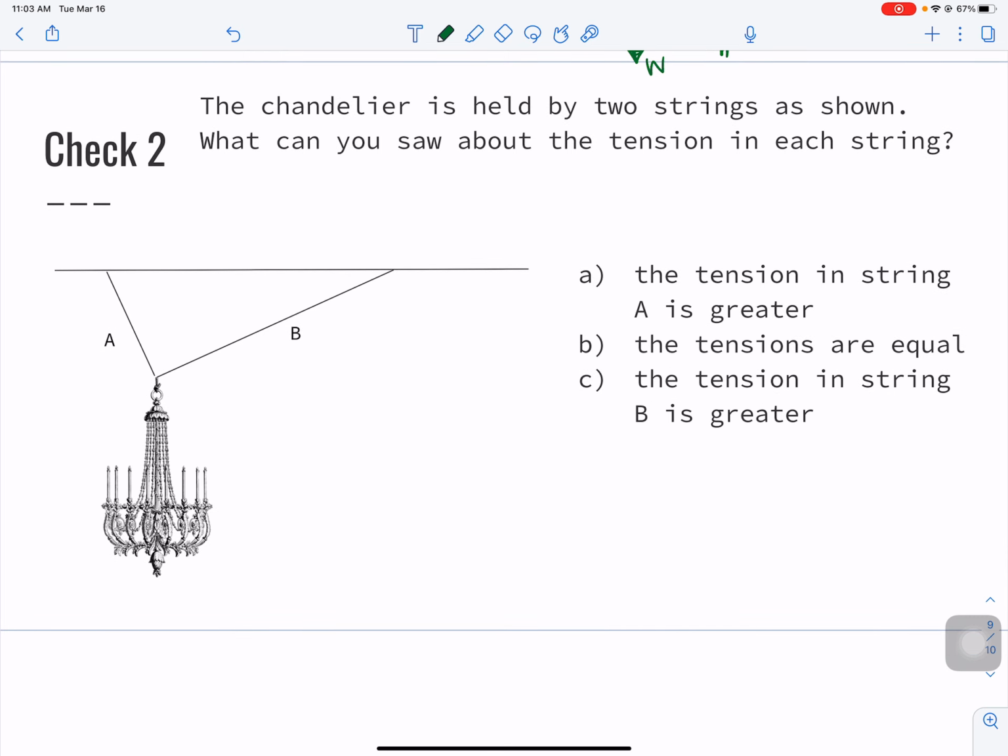Okay, the chandelier is held by 2 strings as shown. What can you say about the tension in each string? Okay, so we know that we have the weight going down, and we have tension in A going up. So B is also holding. B has a vertical component. Okay, so we know that TAY plus TBY minus W equals 0, and that's because not moving.